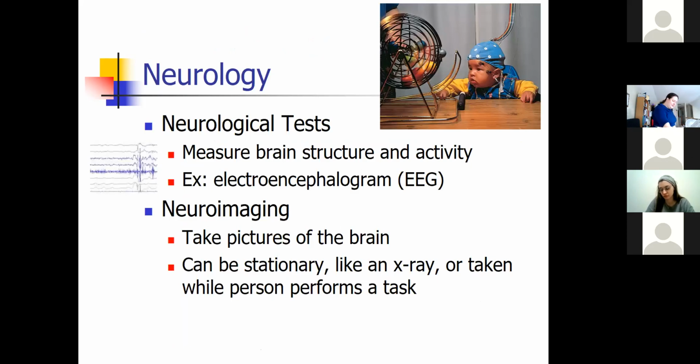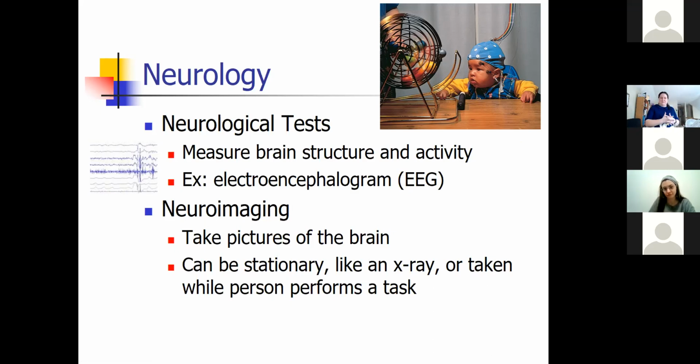All right, as we get more developed, more scientific, psychology has really integrated with neurology on a lot of research. So there are neurological tests that can be done to look at brain structure and activity. For example, one that looks at brain activity is what you see on this kiddo here. So nothing's hurting him.